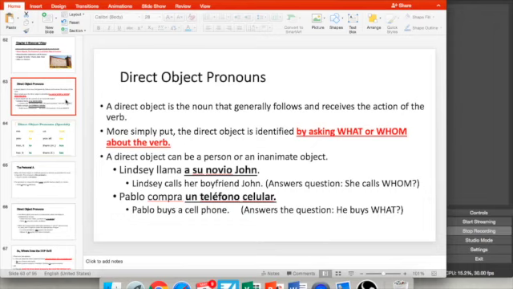Look at another example. Pablo compra un teléfono celular. Pablo buys a cell phone. Pablo buys who? Pablo buys what? If you ask yourself that question of who or what, you can always find your direct object pretty easily. So in this case, he buys what? Oh, he buys a cell phone. Okay, a cell phone, that's my direct object in this case.